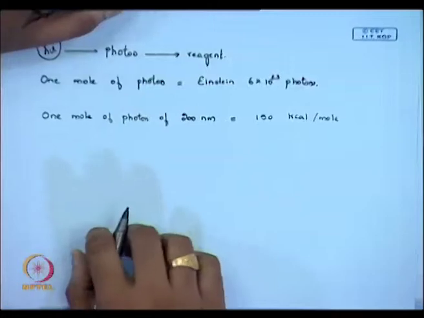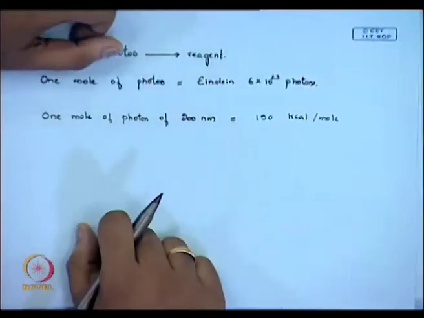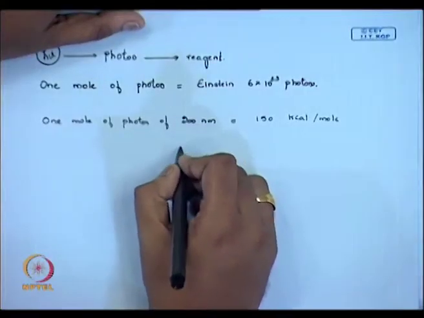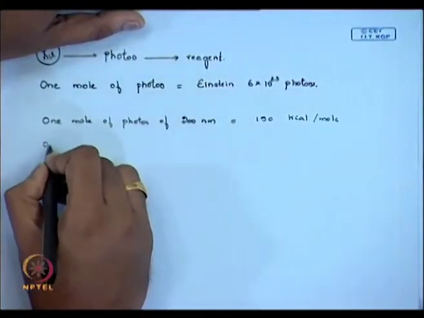If I want to carry out some reactions which need an energy to break a bond of 150 kilocalories per mole, then I will think of doing my chemistry at 200 nanometer. That is, 1 mole of photon of 200 nanometer will give me 150 kilocalories per mole. That much energy I will get. That is good.